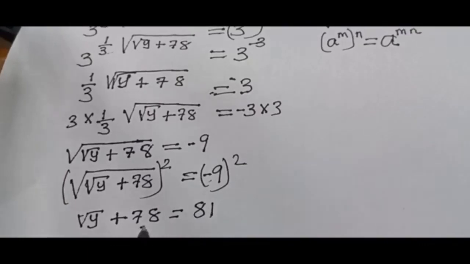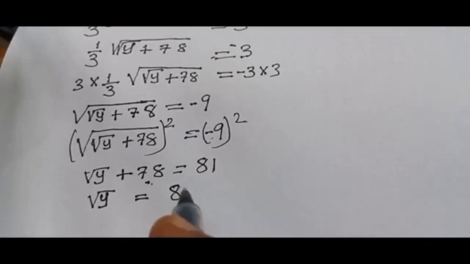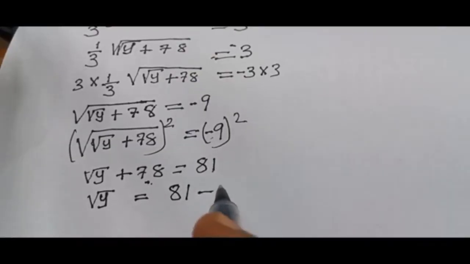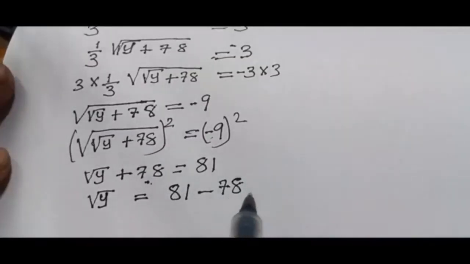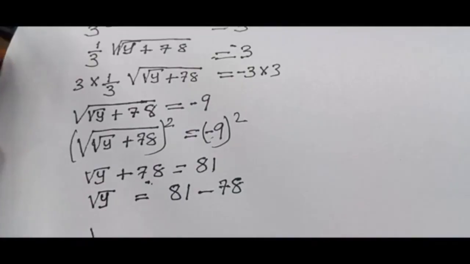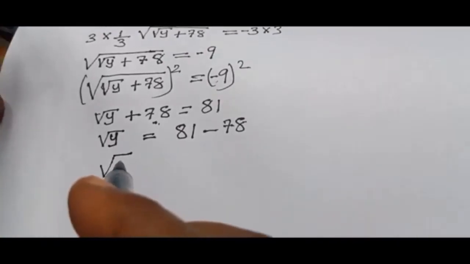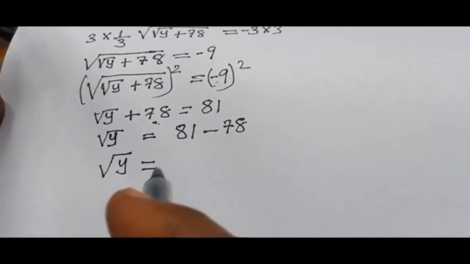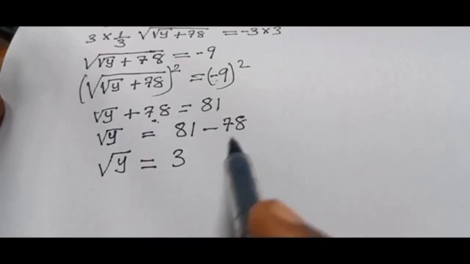Then shift 78 to the right hand side. So here we remain with root y equals to 81 minus 78. Here we get radical y or root y equals to 3, because 81 minus 78, the answer is 3.